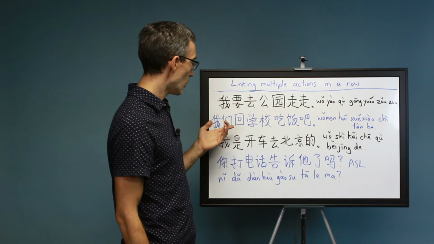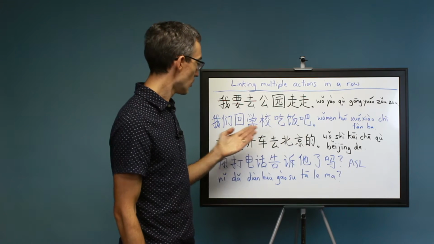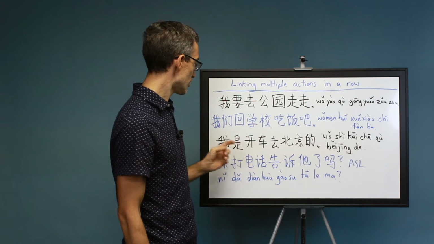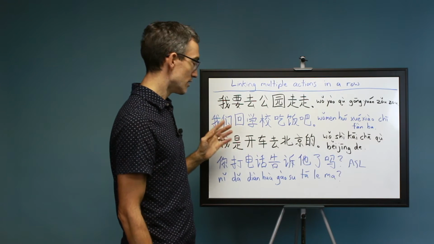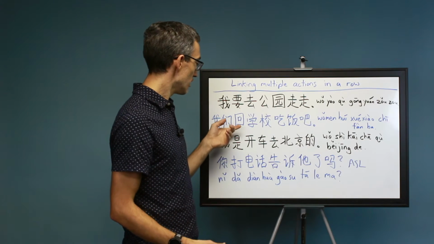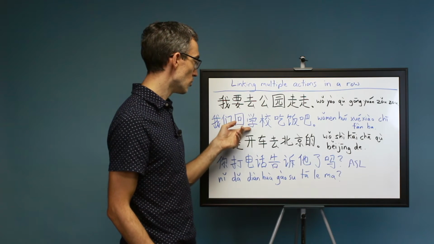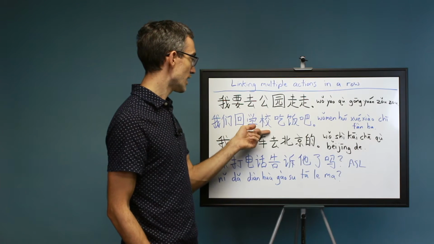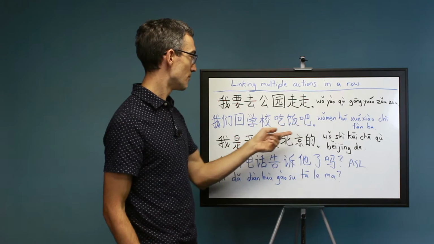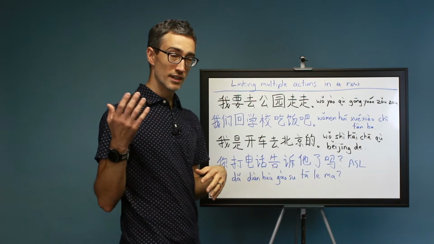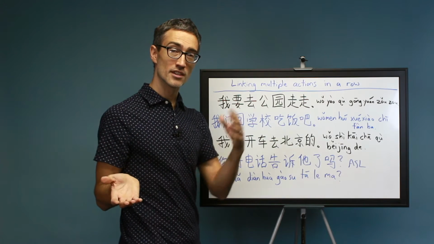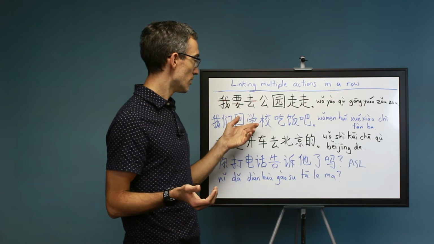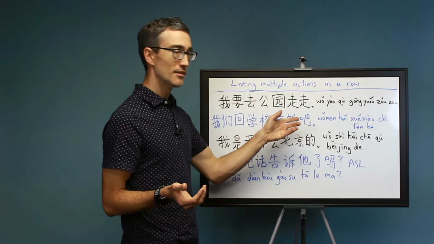Here's a second one: 我们回学校吃饭吧. Ba makes it a suggestion, so it's kind of saying let us. We return to the school or campus, eat ba. In English, we would say let's go back to the campus to eat. In Chinese, it's just we go back to campus, eat ba.